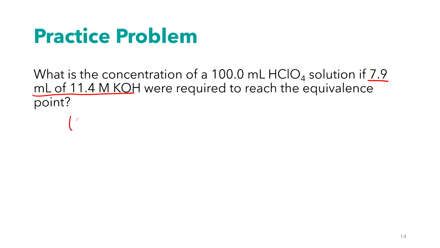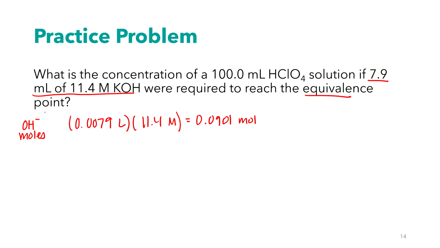So I'm going to take 0.0079 liters, so a very small amount, 11.4 molar. This is my OH minus moles that I'm calculating out here. And that equaled 0.0901. That at the equivalence point also needs to be equal to the moles of H plus, right? That must have been how many H plus ions I had in that 100 mils.